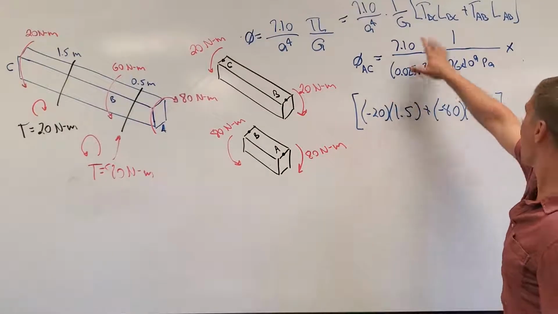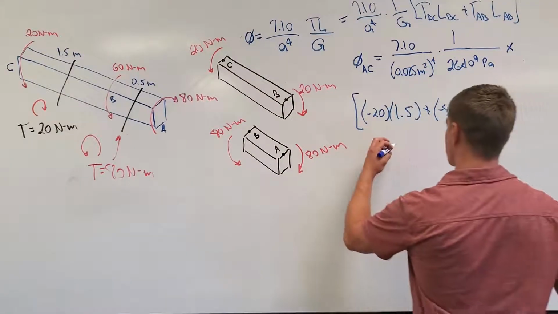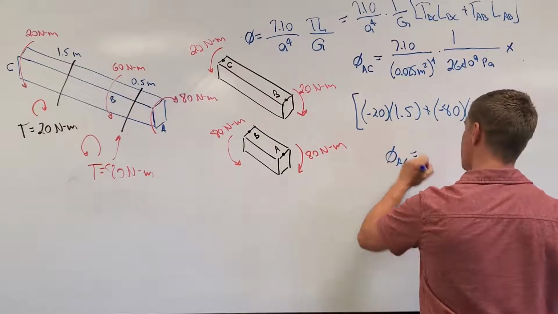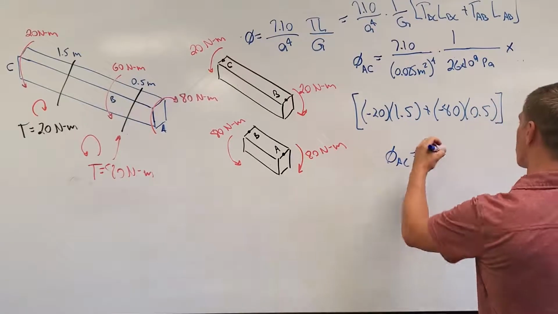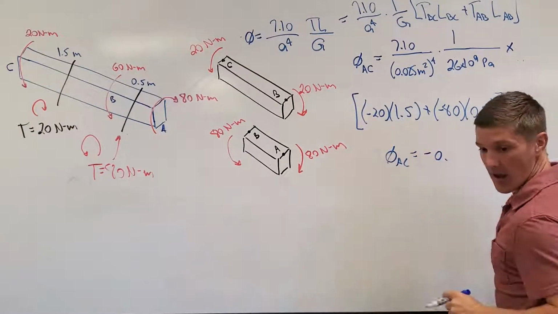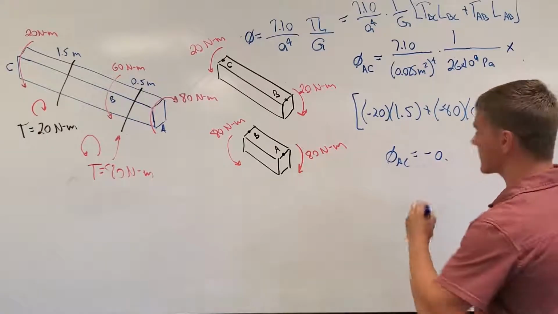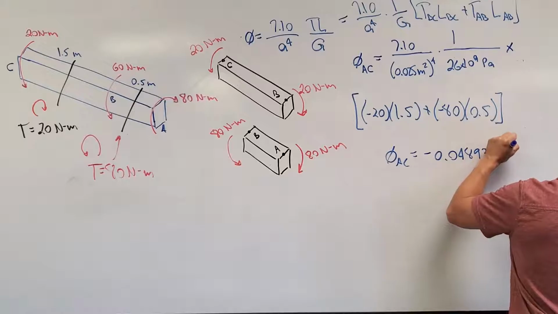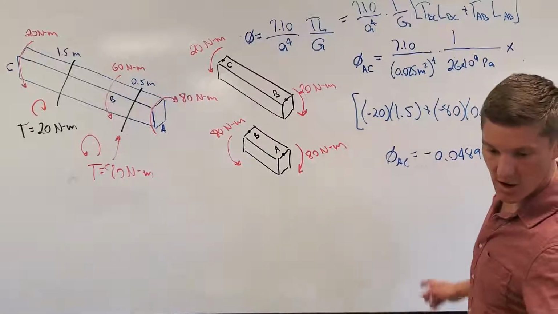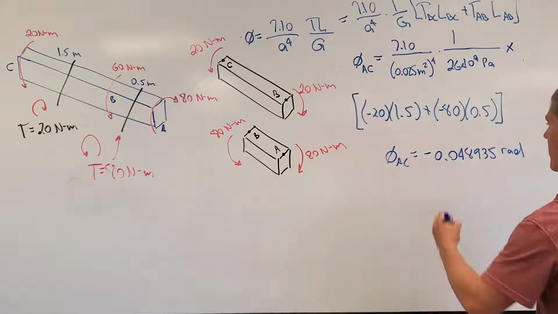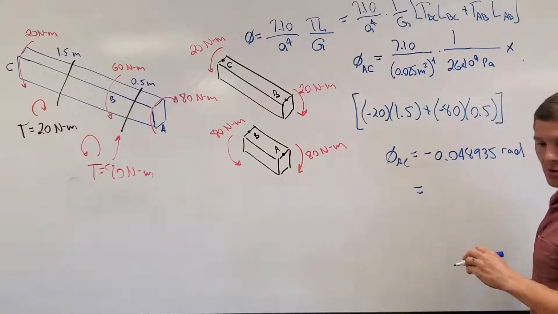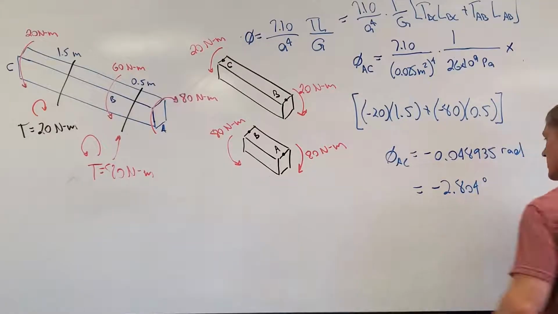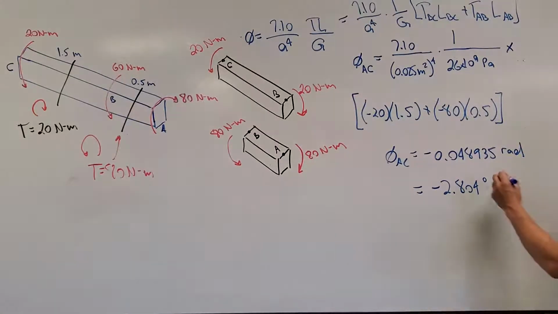Now I know everything there is to know in this equation. I just plug all this into my calculator, and I get that the angle of rotation of A with respect to C is going to be a negative 0.048935 radians, which I can then multiply by 180 and divide by pi to convert it to degrees. It is a negative 2.804 degrees. Negative 2.804 degrees.